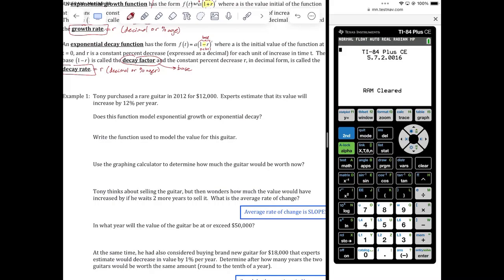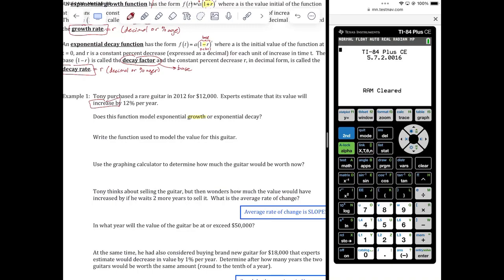That's what you do. You buy things, you hope that the value goes up, and then later on, you either leave them to your children when you die, and they cash in, or you cash in and make a giant profit. So the question is, does this function model exponential growth or exponential decay? What do you think? Why? Why growth? You're right. It's growth. Why growth? Increase. The value is going to increase. Good. By 12% per year.